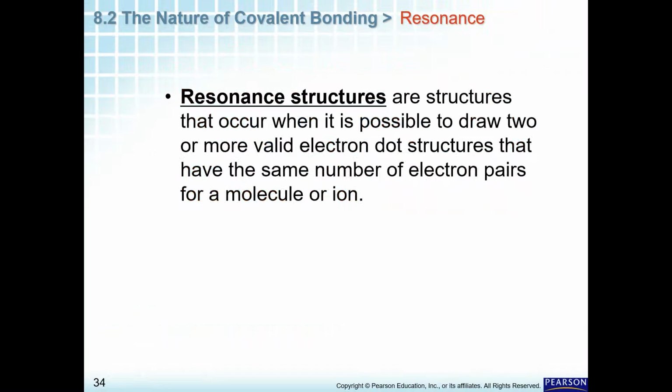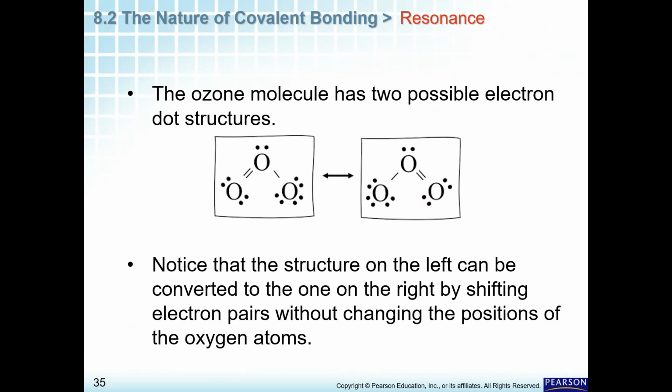These are structures that occur when it is possible to draw two or more valid electron dot structures. So again, these structures are both possible. They also have the same number of electron pairs for a molecule or ion. So let's look at an example of something that displays resonance. And that example is going to be ozone.